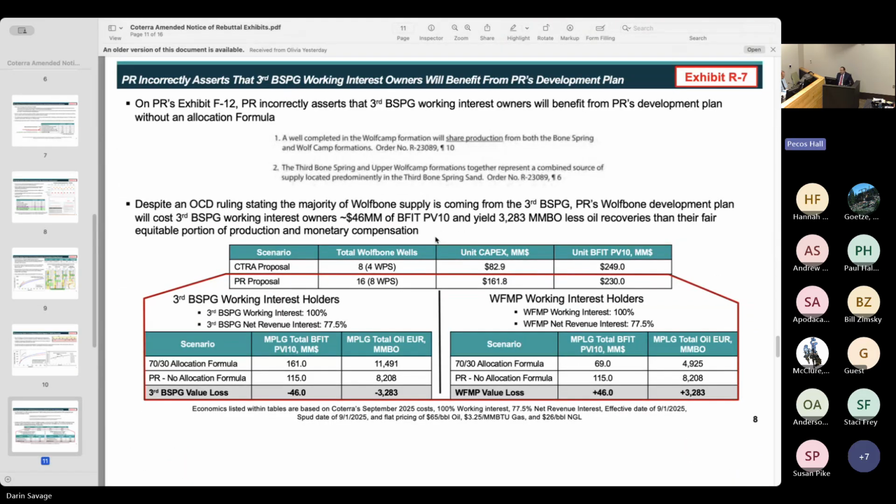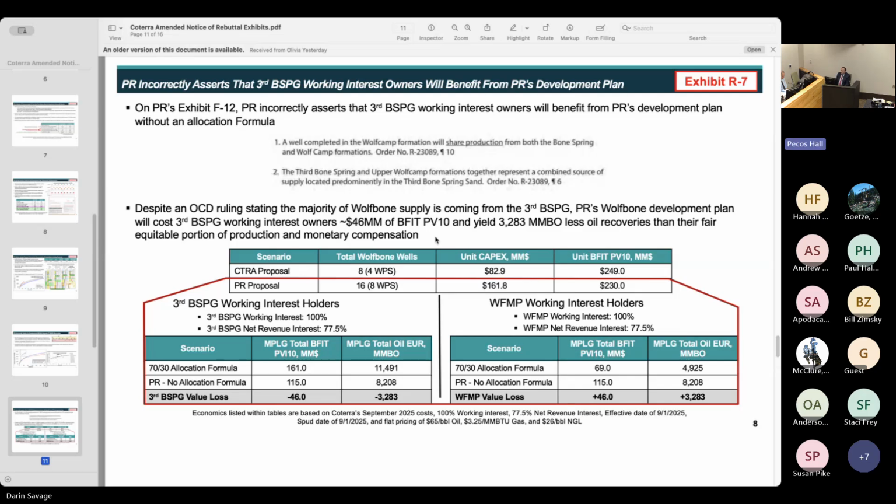Please explain this exhibit. So on F12, PR incorrectly asserts that Third Bone Spring working interest owners would benefit from their development plan. We've heard testimony from PR's geologists that they expect that the XY Wolfcamp wells will drain into the Third Bone Spring. Now, while he also asserts that the Third Bone Spring wells will drain into the XY, there's a question of what percentage of drainage happens between those wells.